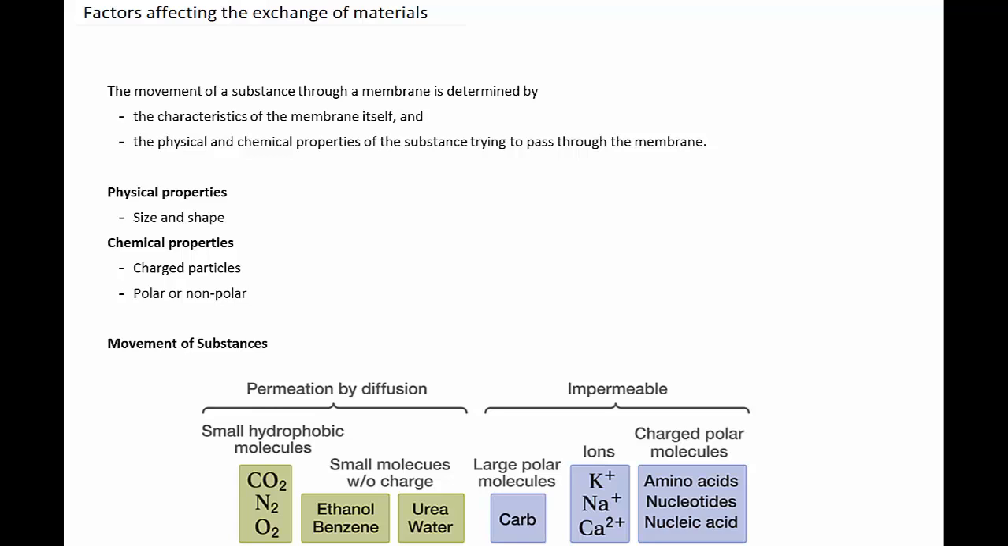Whether or not a substance can pass through a membrane is determined by the characteristics of the membrane itself and the physical and chemical properties of the substance trying to pass through the membrane. So, for example, a physical property of a substance would be its size and shape, whereas the chemical properties would include whether it's a charged particle or whether it's polar or non-polar.